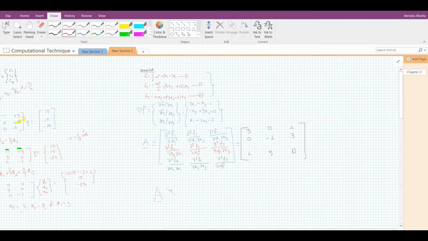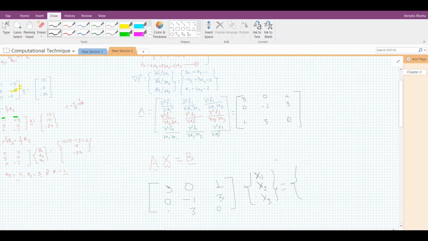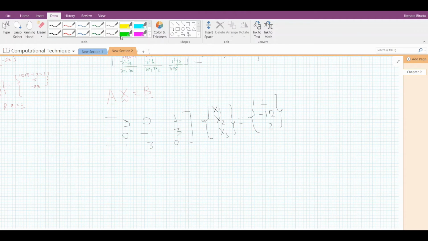ax equals to b. So you'll be given to solve this problem like this. Here this one will be, when you take this one to the right side, it will be 1 minus 12 and 2. So in your examination, you will directly be given this equation to solve.